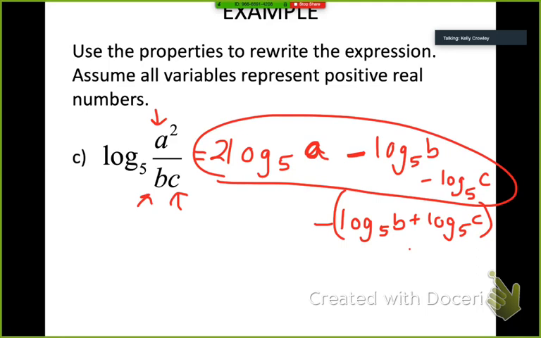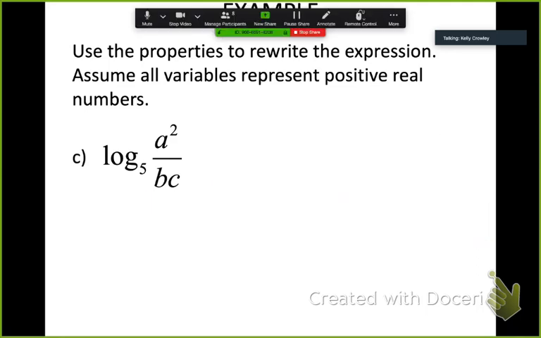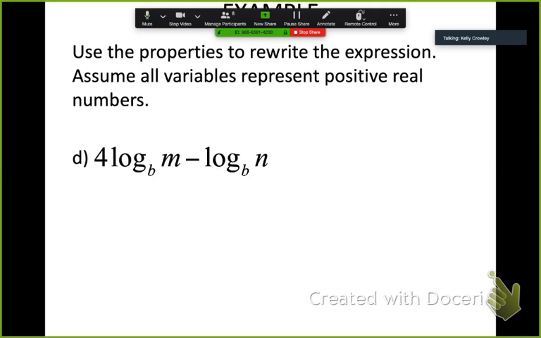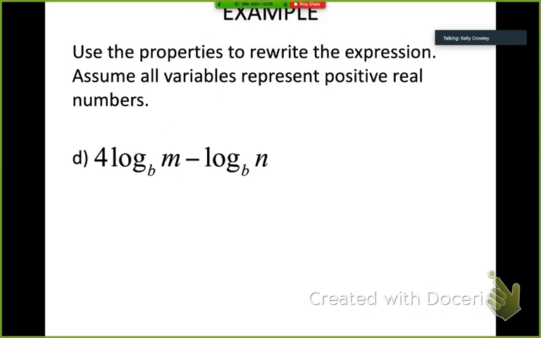Okay? And the only other thing then you have to make sure you can do is do it in reverse. So can we go from an expanded form to a condensed form? So 4 log base b m minus log base b n. So I have subtraction. So what's being subtracted? An m and an n. So that's going to be a quotient. So m over n. I'm going to put that 4 as my exponent. So it would be m to the 4th.